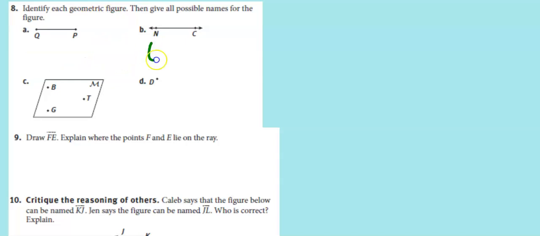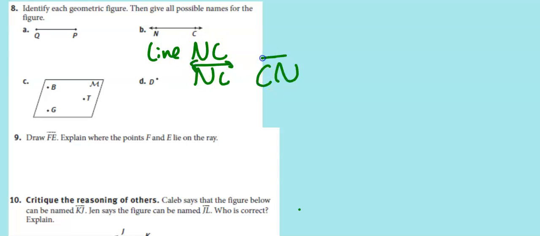Letter B is a line, so I can pick any 2 letters, or if I don't want to put the word line, I can put the symbol line above it. I could also do it in the other order.